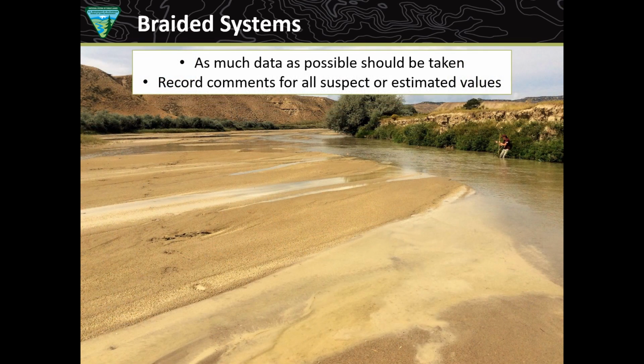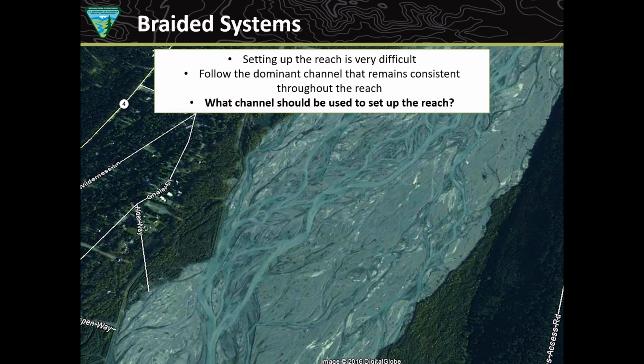In general, as much data as possible should be taken in braided systems at all transects. Record comments for all suspect or estimated values. Usually, the most difficult part of measuring a braided system is setting up the reach. To set up the reach, one must be able to identify thalweg and follow it consistently.